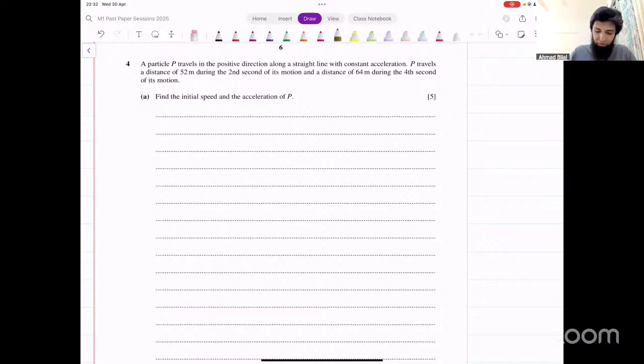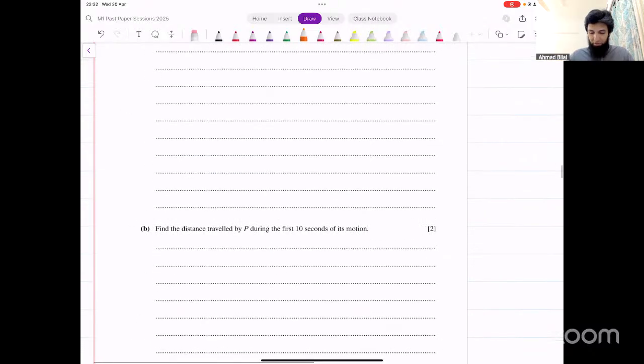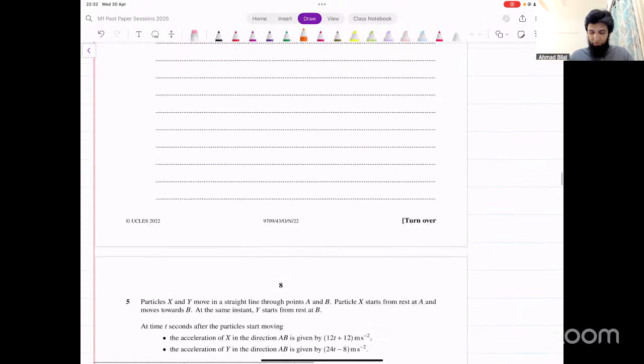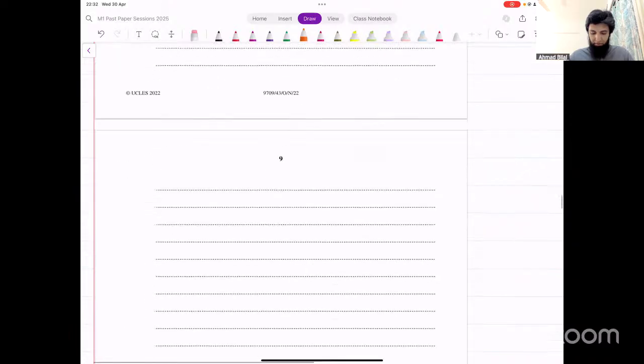During the second, that means from time equals 1 to time equals 2, they are traveling this much. And then during the 4th second, from time equals 3 to time equals 4, they're traveling this much. So you make two equations from that. You can use limits if you want, and then solve that to find that initial speed. This is actually quite tricky as well. So because of this, probably the threshold might have been a bit low. This is not that difficult.